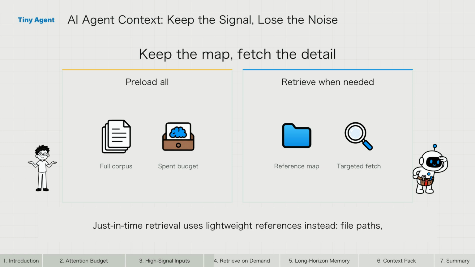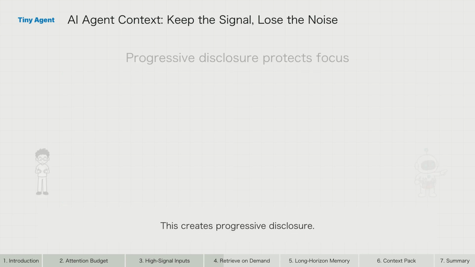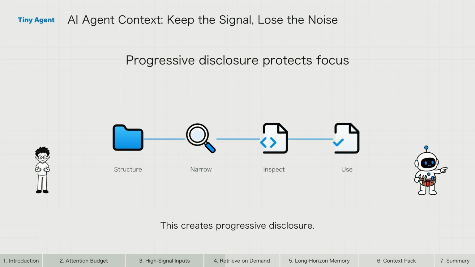Just-in-time retrieval uses lightweight references instead: file paths, stored queries, links, identifiers, folder names, and timestamps. The agent keeps the map in context, then opens the specific source when a decision requires it. This creates progressive disclosure. A file name suggests purpose. A directory reveals structure. A file size suggests complexity. One search result narrows the next query. The agent assembles understanding layer by layer while keeping only the active subset in working context.